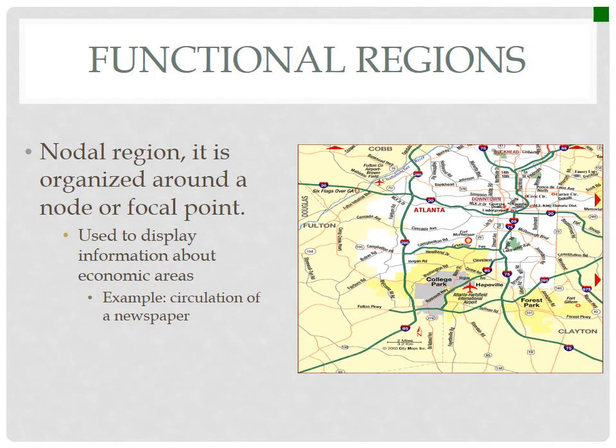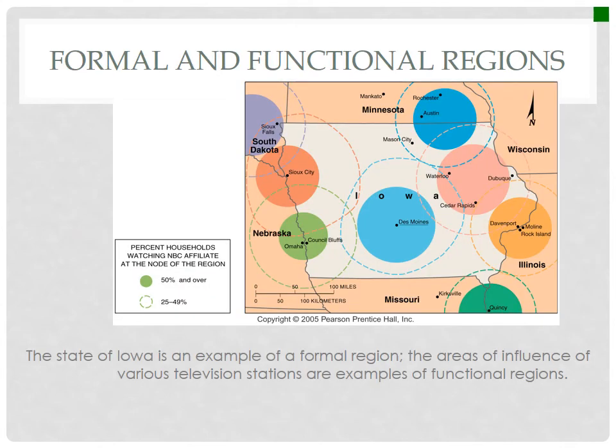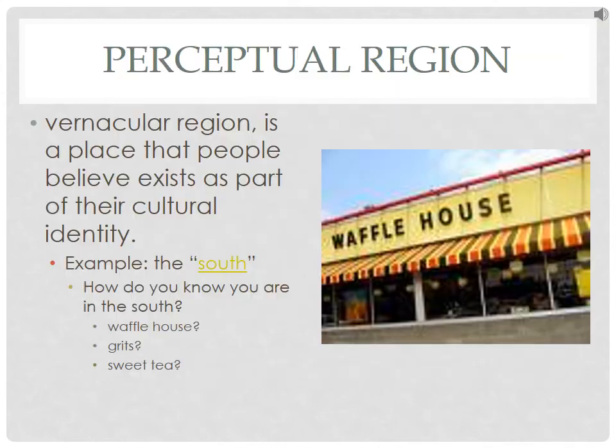A functional region is more organized around a central place. For example, an economic area. For example, the broadcasting reach of a news network, or the circulation area of a newspaper, the market area for a business. For example, one of the major league sports teams like the Redskins or the Baltimore Orioles. You see my bias here. That's more of a functional region. Formal and functional regions also overlap. So the state of Hawaii is a formal region, but in that area you see functional regions such as the different broadcast areas, or the newspaper circulations within the state of Iowa.